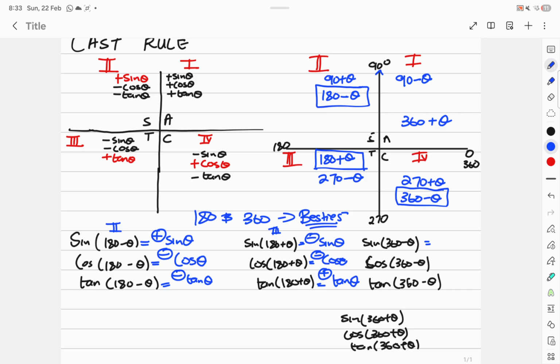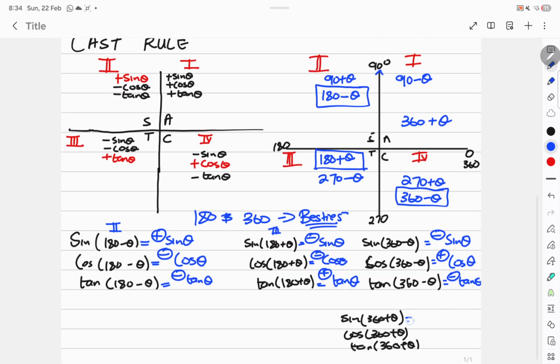It means cos is positive. But how is sine there first? Sine will be negative. And then how is cos? In the fourth quadrant, cos is positive. How is tan there? Tan is negative. So that will be your answer.